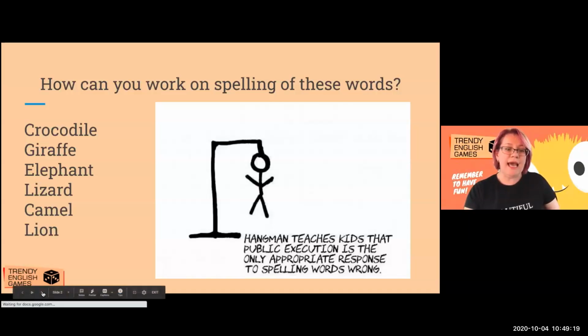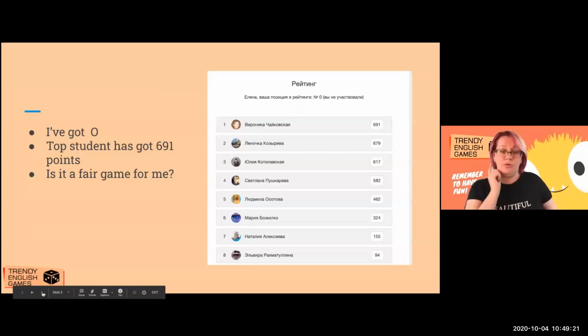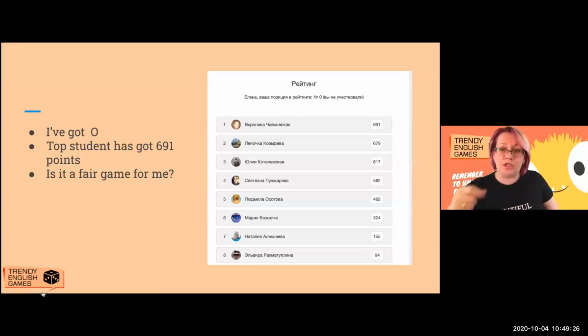encouragement. What is the problem with this approach? You are awarded points, and of course, if you are the leader in the leaderboard and you've got 691 points, you're very happy and you are quite motivated to keep on working. But if you are at the bottom, and in this particular rating, which you can see on my screen, I had 0 points. And when I look at the first person in my leaderboard, I can understand that I will never reach this result.